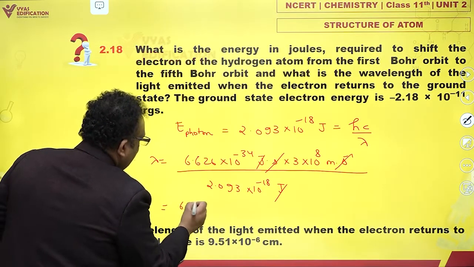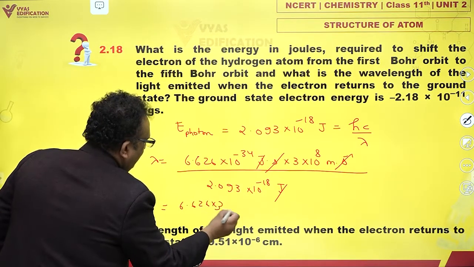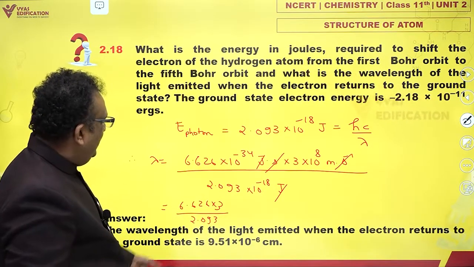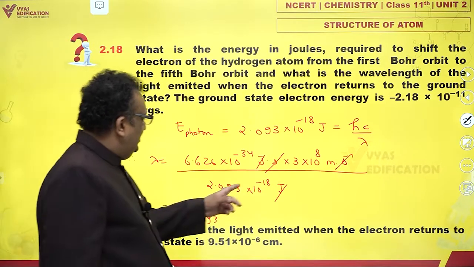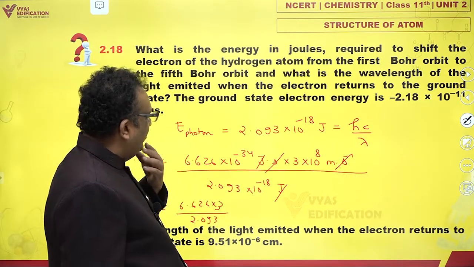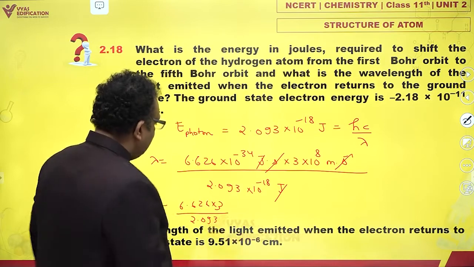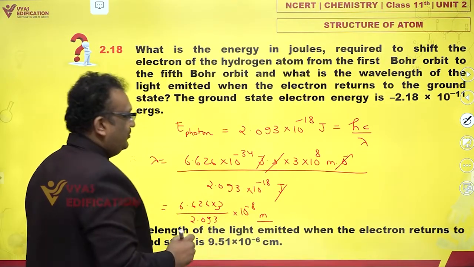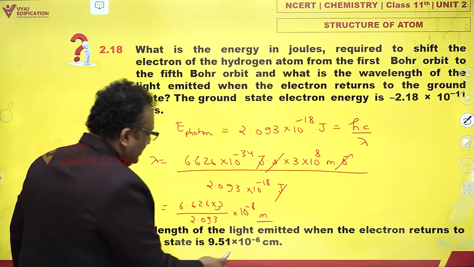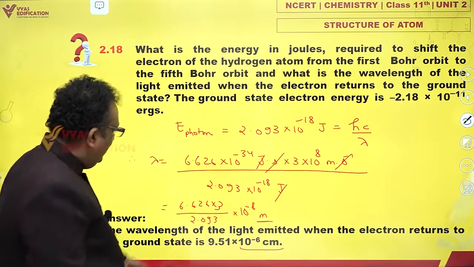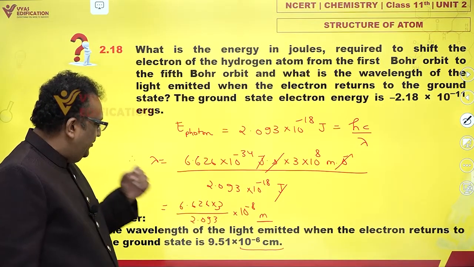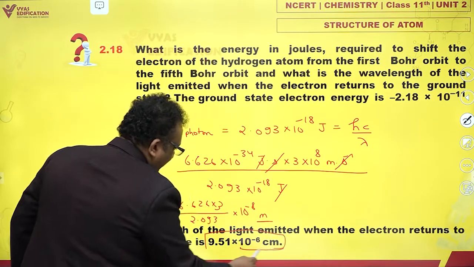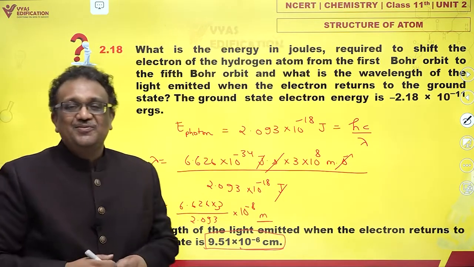This is 6.626 into 3 by 2.093, all fanciful numbers, into 10 raised to how much? This is 18 plus 8, 26, 26 minus 34, that is 10 raised to minus 8 meters. 10 raised to minus 8 meter is as good as 10 raised to minus 6 centimeter. And you have to solve this. 6 into 3 is 18, this is 19 point something by 2, 9.51. So the answer comes out to be 9.51 into 10 to the minus 6 centimeter on solving.